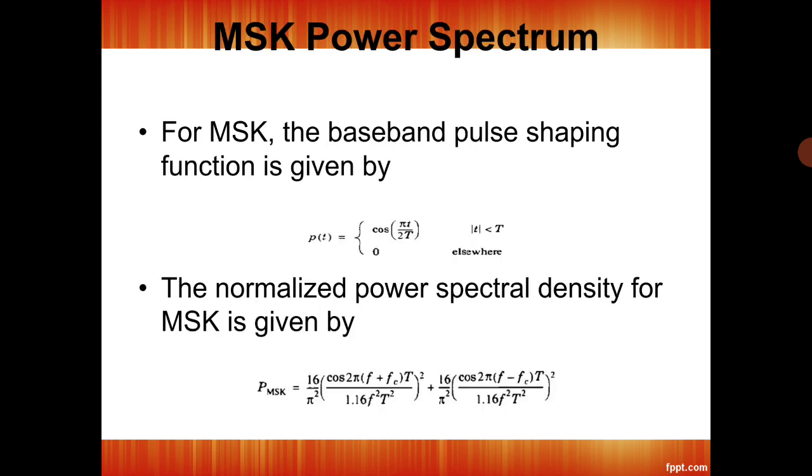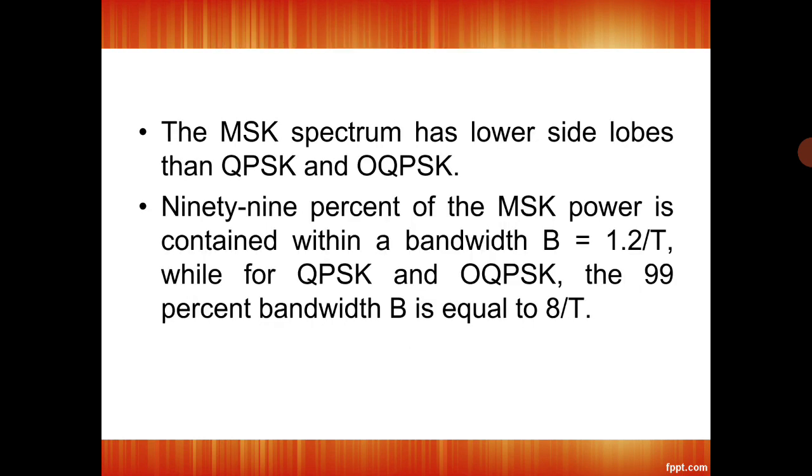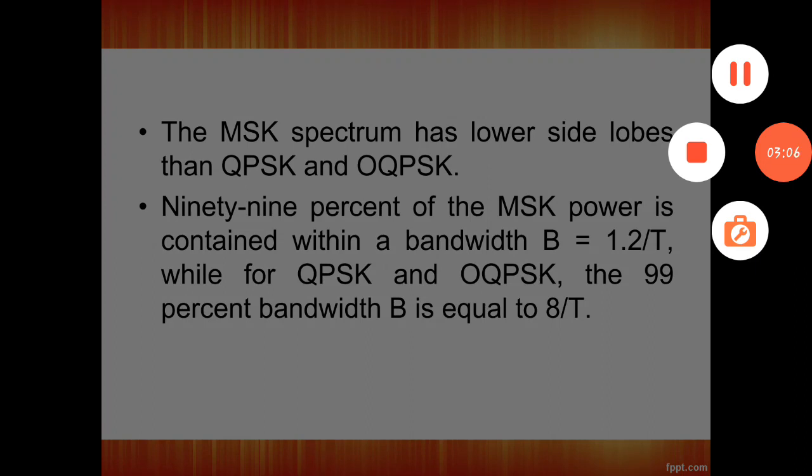The MSK power spectrum is calculated from the MSK baseband pulse shaping functions, given by the normalized power spectral density for MSK. So P of MSK equals 16 by pi cube, cos 2 pi (f plus fc) T divided by 1 minus 16 f squared T squared, the whole power 2, plus 16 by pi cube, cos 2 pi (f minus fc) T divided by 1 minus 16 f squared T squared, the whole power 2. The MSK spectrum has lower side lobes than QPSK and OQPSK.